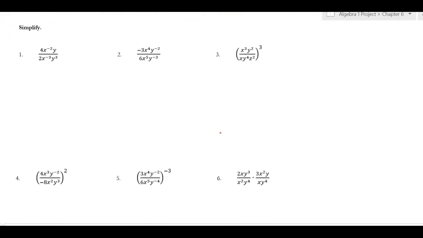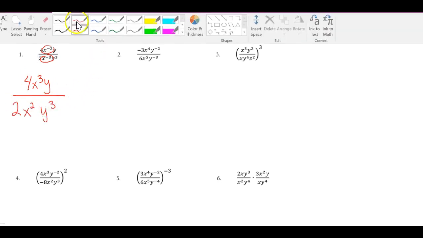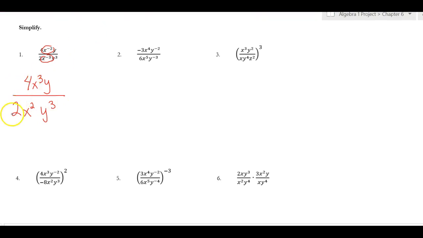Now, these problems have a lot of different steps. My recommendation is always to kind of take care of the negative exponents first. It's an easier process. So I'm going to have to move this one, and I'm going to move this one. So I get 4x to the 3rd y over 2x squared y to the 3rd. Okay, so now I need to reduce. 4 divided by 2 is 2. Since the 4 is bigger, it's going to stay on top.